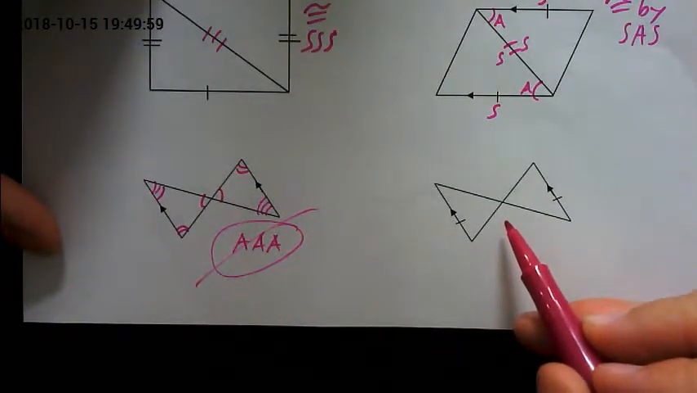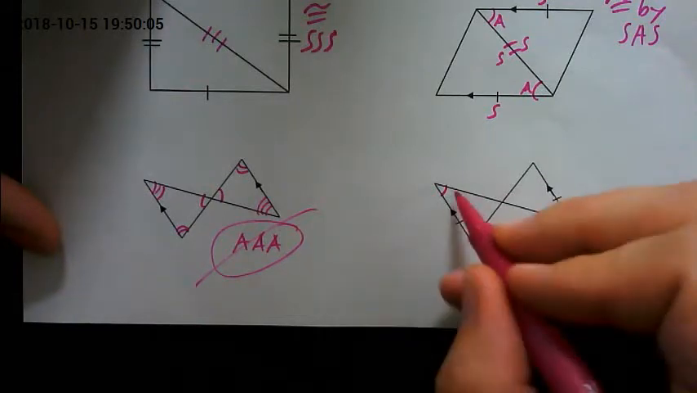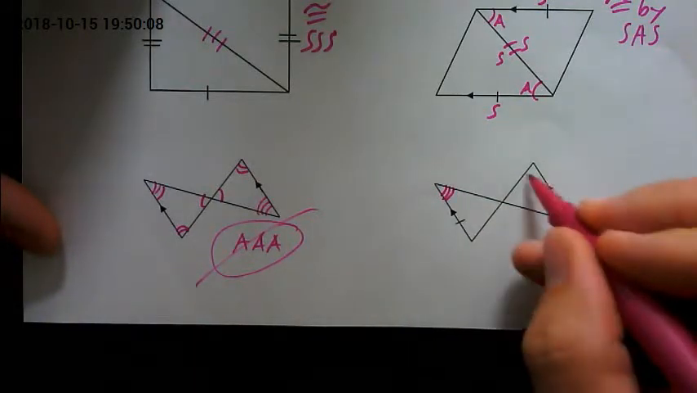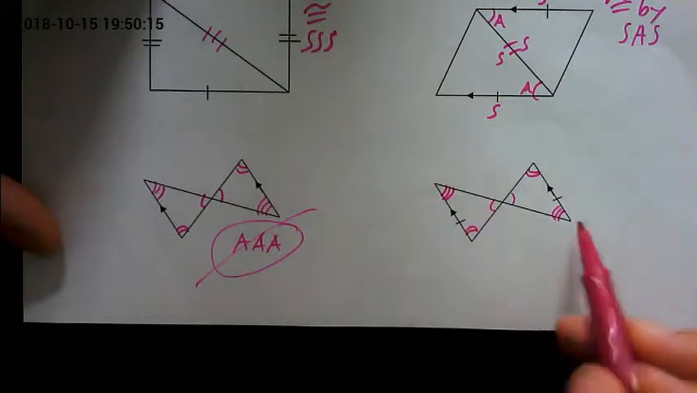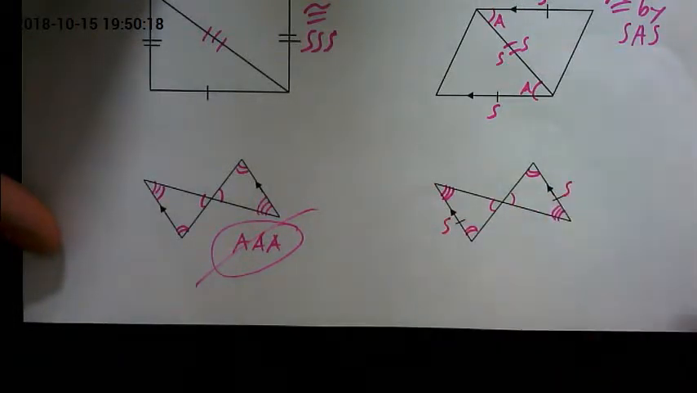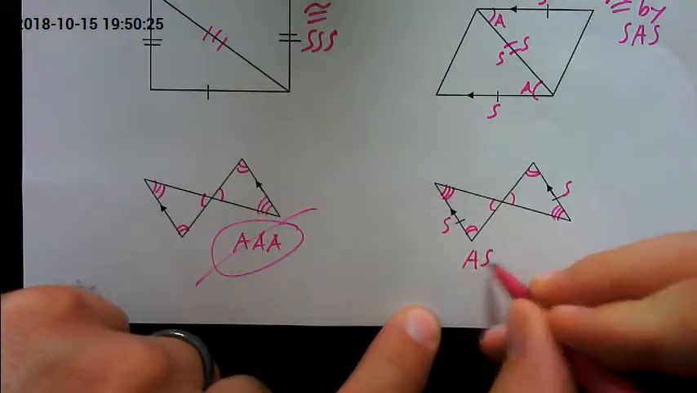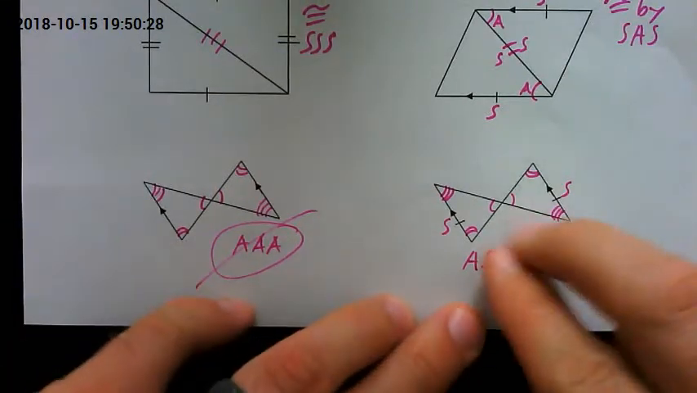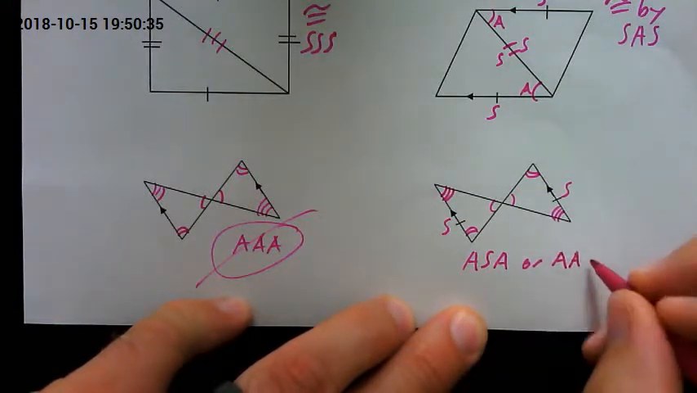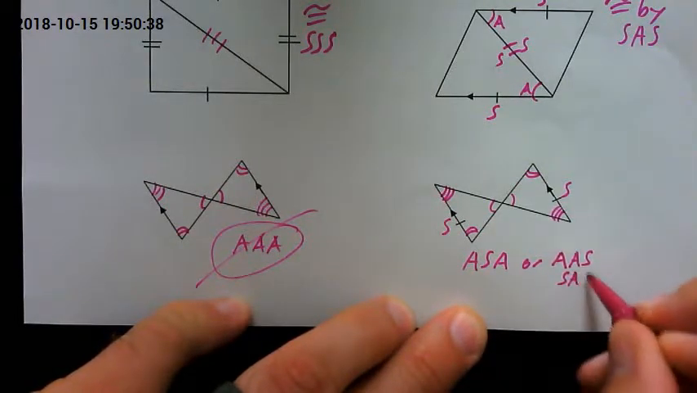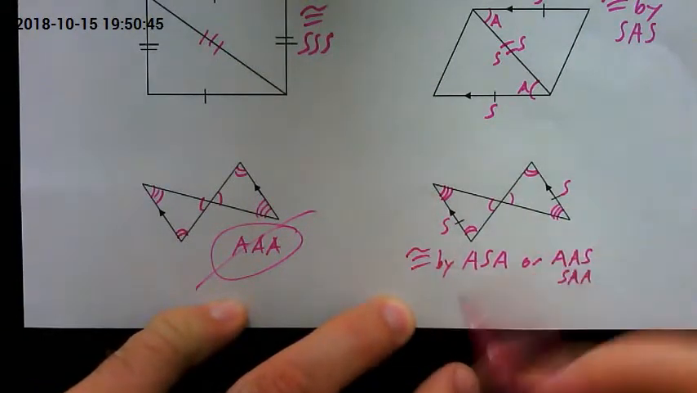This one, there's more than enough information. We can label the same things that we just labeled on this figure, but they also gave us a side. So if we were to label this one, same as we just did the last figure. Again, vertical angles, alternate interior angles, alternate interior angles, and then we also have a side. So now we have a couple options. We can do the 2 angles and the included side, so by angle, side, angle. Or we could use 2 angles and the non-included side. So we could also use angle, angle, side, which is also able to be written as side, angle, angle. So any of those work. So these ones are congruent by any of those.